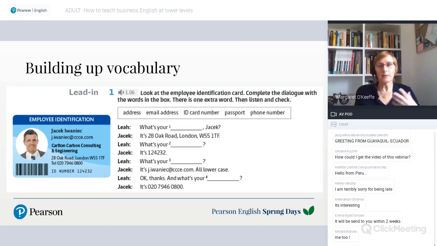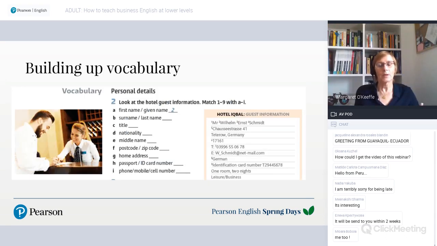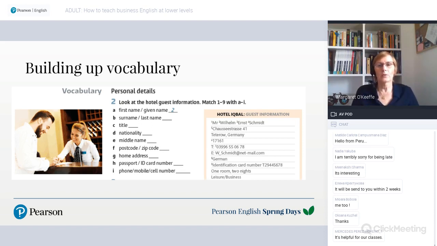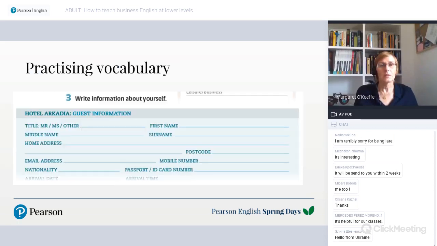And then to build up from that, we can go into a bit more detail. We've started off with 4 words and personal details. Now we're going into a bit more detail. And again, another simple text to give the context for the language is like this hotel registration form. And what they're doing here is matching the items. Some of these items have already been seen in exercise 1. It's been expanded a little bit in exercise 2. Then they get a little bit of practice with it, filling out their own registration form for a hotel.